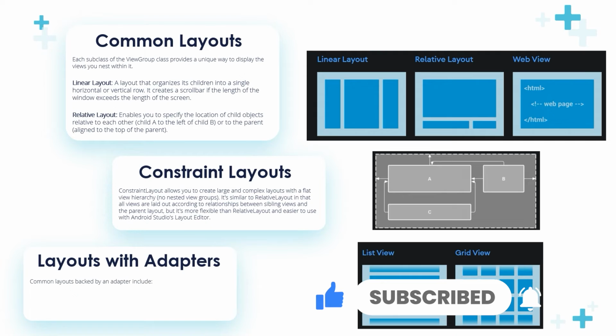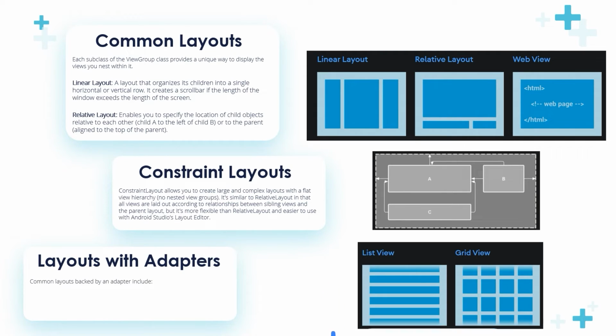The relative layout enables you to specify the location of child objects relative to each other, child A to the left of child B, or relative to the parent, aligned to the top of the parent, and so on. The web view is used to display web pages. The constraint layout, as we see in this figure ABC, we see the constraints.